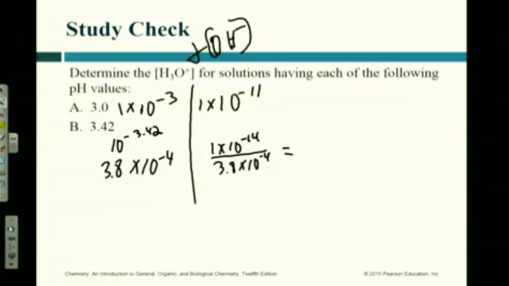Oh, I haven't done that yet. Sorry. Did you get the hydroxide? Times 10 to the negative 9? Huh? 11?